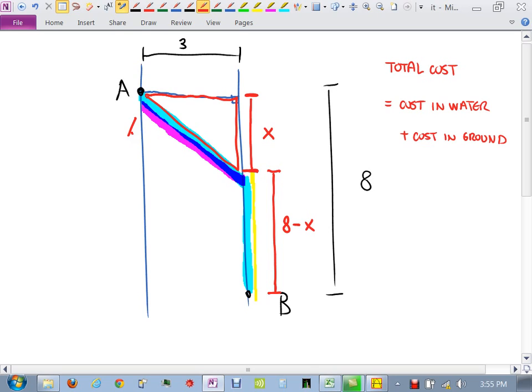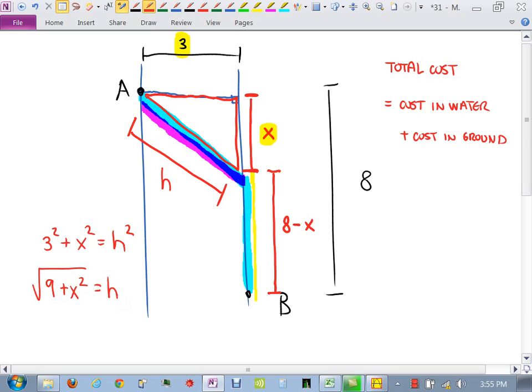How long is this side? Well, isn't that red right triangle, that's the hypotenuse, isn't it? What are the sides of that triangle? 3 and X, right? So if I call this side H, hypotenuse, we have that 3 squared plus X squared equals H squared. And therefore, the square root of 9 plus X squared is H, isn't it? Y'all still with me or not? Okay.